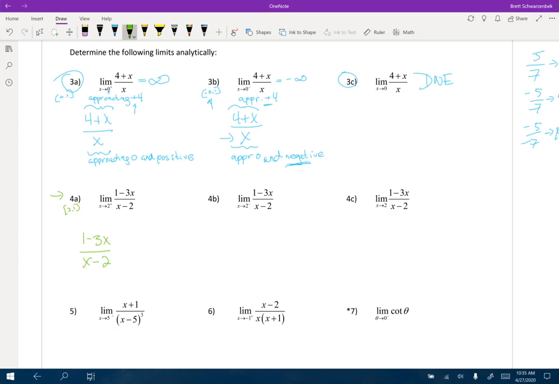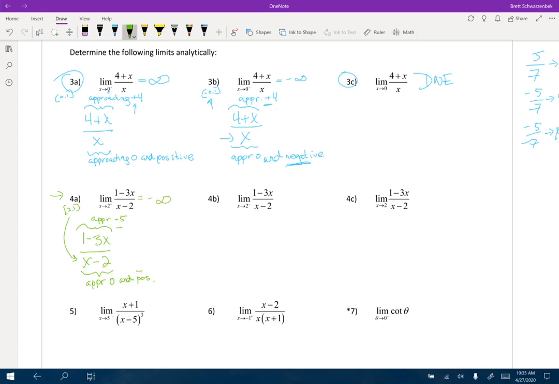So the top, we already said if we plug in 2, we're approaching negative 5. So 1 minus 2 times 3 is negative 5. But what about the denominator? Well, we know it's approaching 0. That's why we know it's an infinite limit. But is it positive or negative? So how do you determine that? You take the 2.1 and you hypothetically, mentally, put it in there, and what kind of number do you get? You get a positive result, which means we're going to have a negative over a positive, which creates negative infinity.